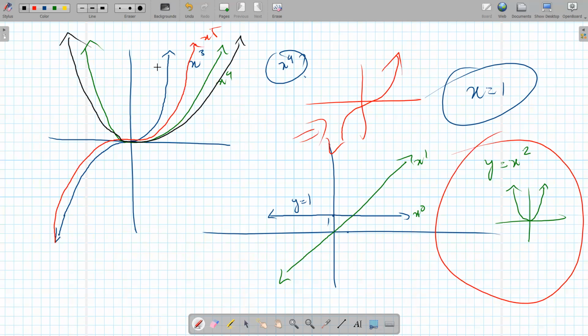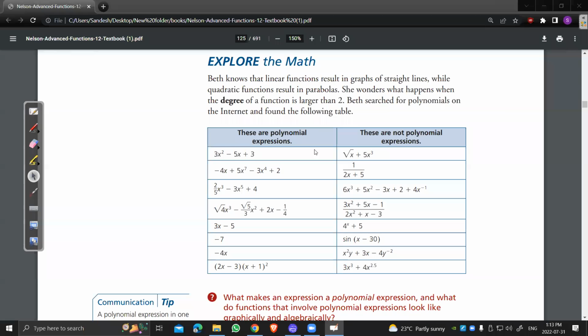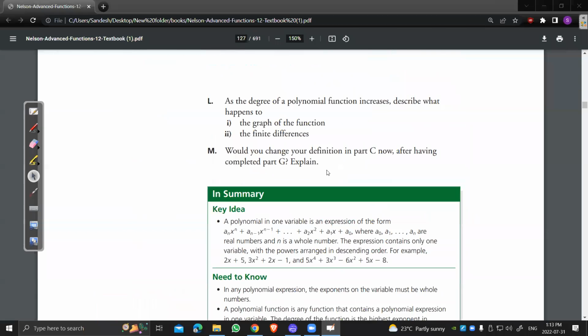Okay? And notice they all pass the vertical line test. They're all polynomial functions. Let's see what questions they have for us.